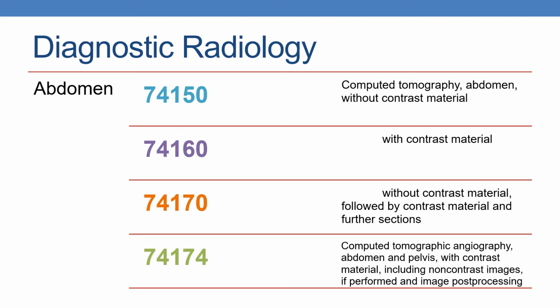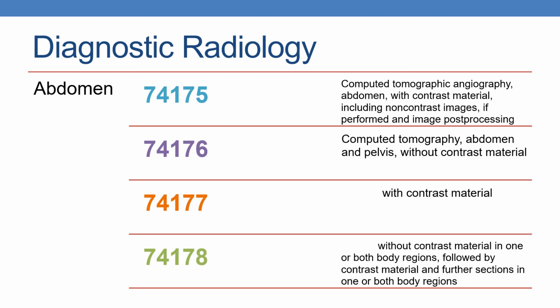The next is 74150. CT abdomen without contrast. 74160 is CT abdomen with contrast. 74170 is CT abdomen without contrast followed by contrast material and further sections. 74174 is nothing but CTA of abdomen and pelvis with contrast including non-contrast images if performed and image post-processing. The next is 74175, which is nothing but computed tomographic angiography CTA of abdomen with contrast material including non-contrast images if performed and image post-processing.